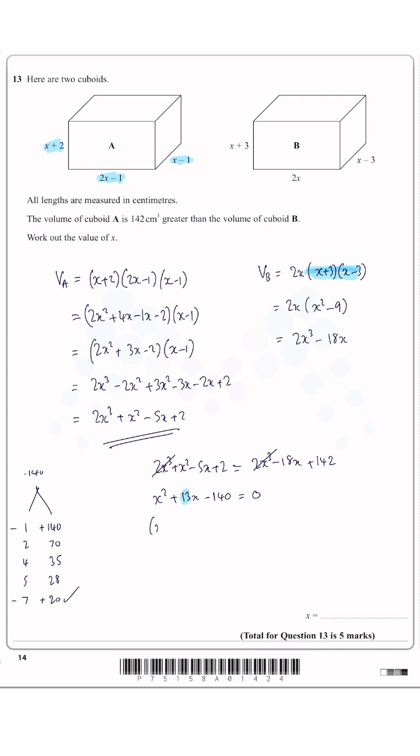So I'm going to have (x minus 7)(x plus 20) equals 0. Therefore, x equals 7 or x equals minus 20. And because we have a length, x cannot equal minus 20, so x must be equal to 7. And that is your answer, guys. x equals 7. Next question, question number 14.